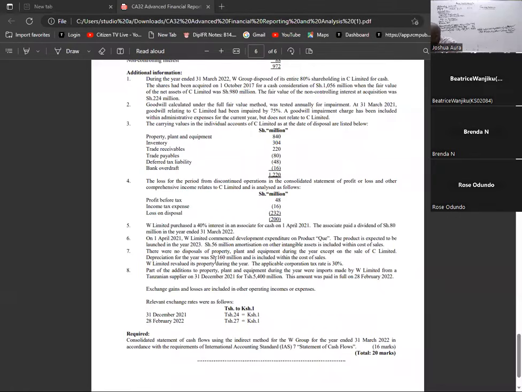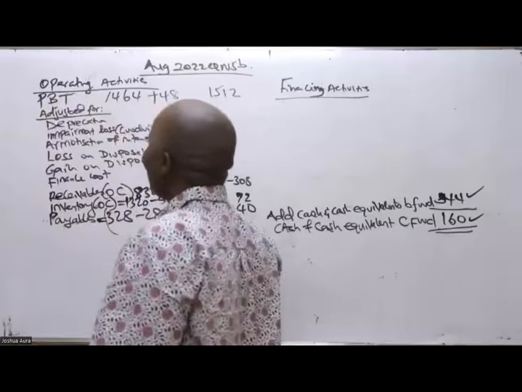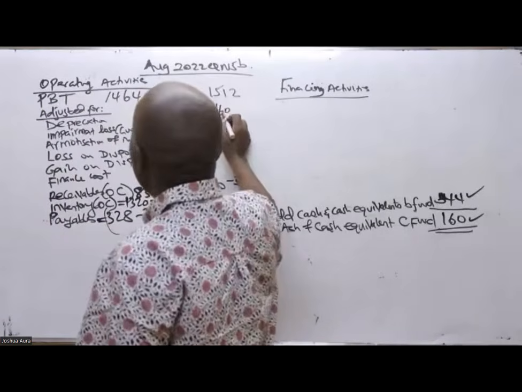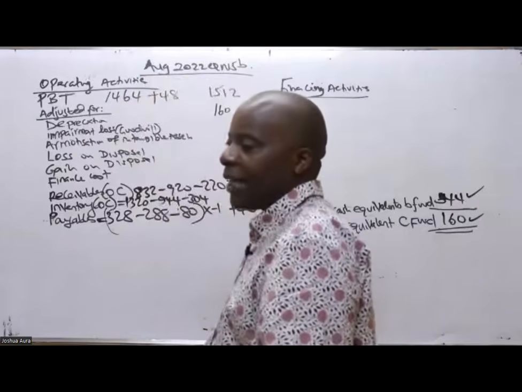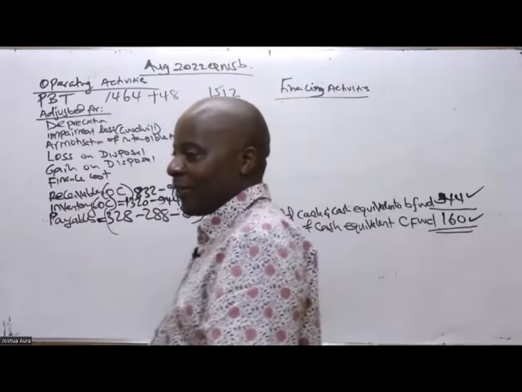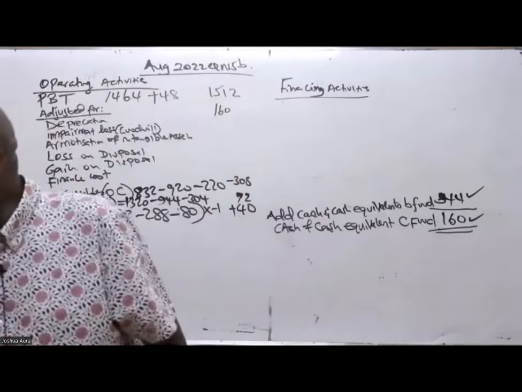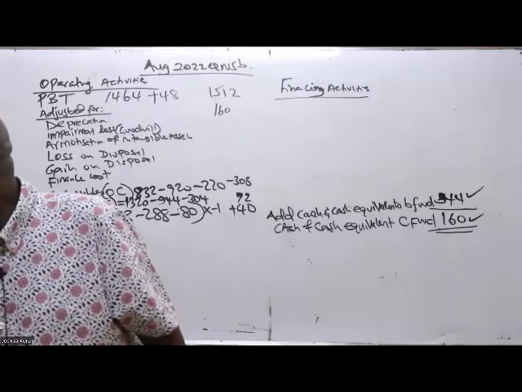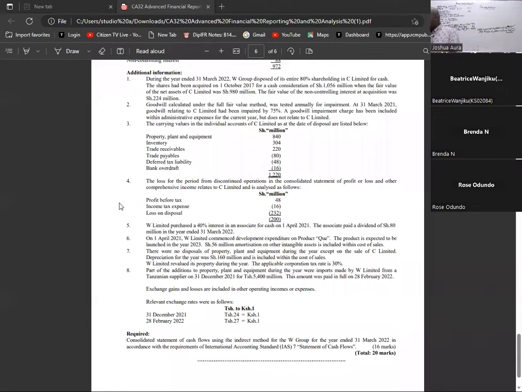There were no disposals of property, plant, and equipment during the year, except on the sale of C Limited. Depreciation for the year was 160, and it's included within the cost of sales. That 160, you pick it the way it is. You come here and add it back. You're adding it back. 160, depreciation. And then you continue like that. Free marks, really. You're first of all going for just free marks.